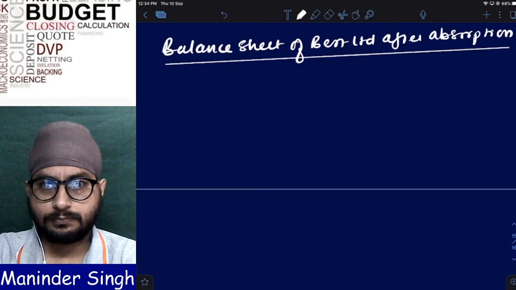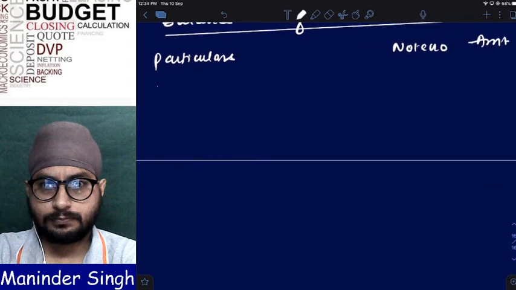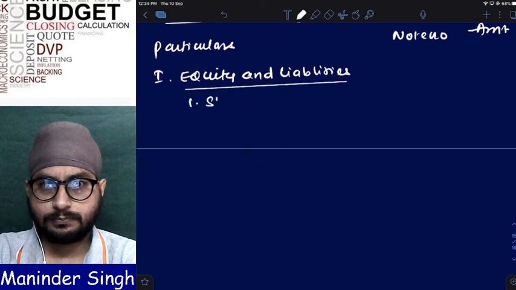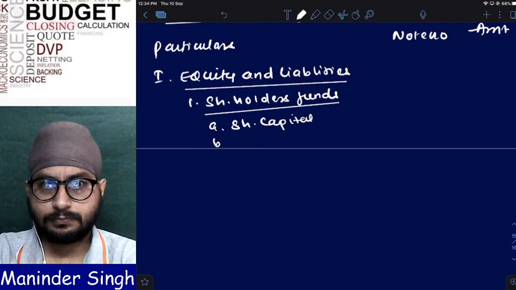First one, particulars. Here particulars, note number and amount. Now in particulars, the first one will be what? Equity and liabilities. Under equity and liabilities, shareholders funds. Under shareholders funds, share capital and what? Reserves and surplus. Share capital note number 1, reserves and surplus note number 2.